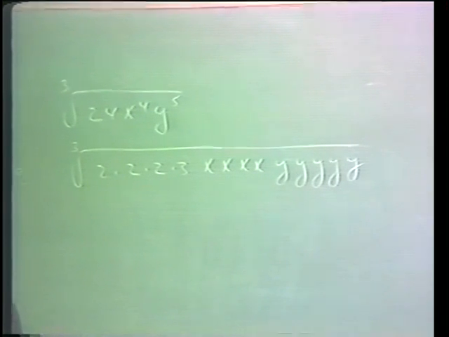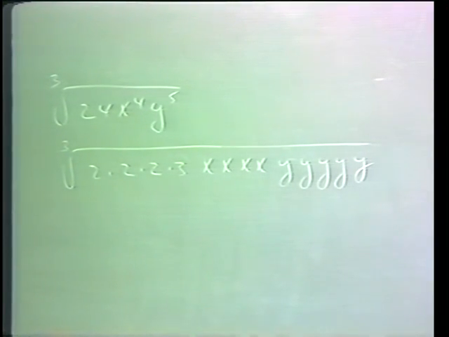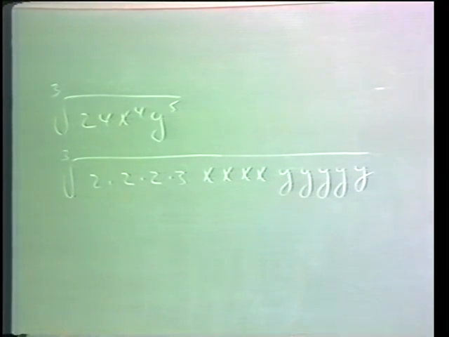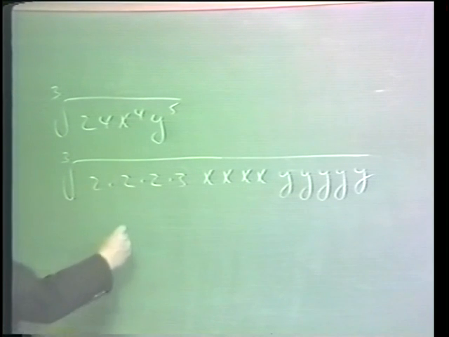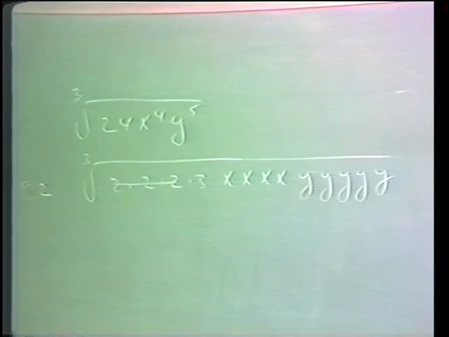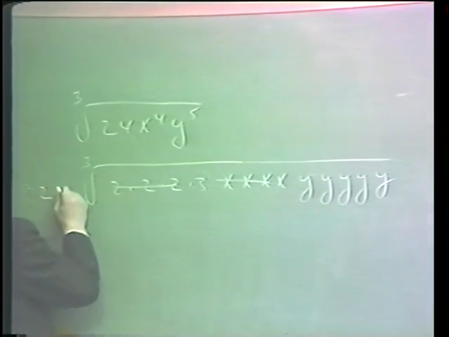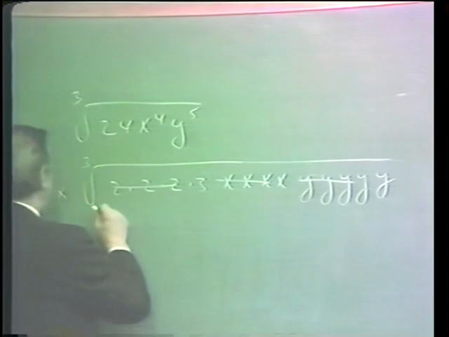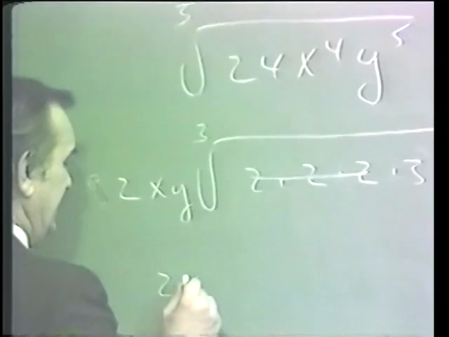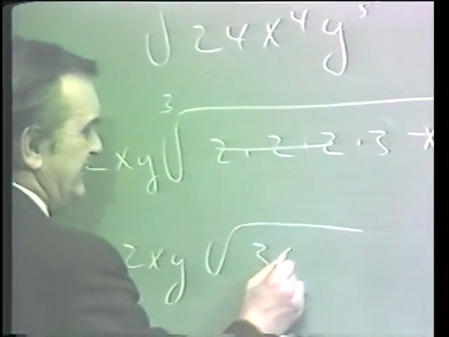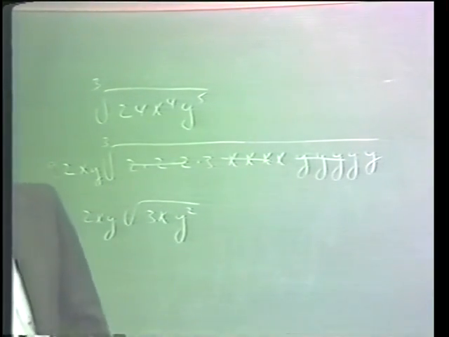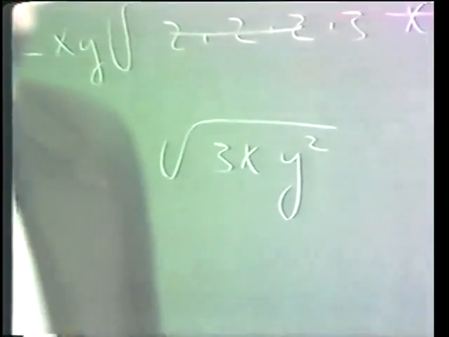We now take a look at the index. Tim, what's the index? 3. That says for every 3 identical factors, you can cross them out, bring one outside. So we can take out a 2. We can bring out an X. We can bring out a Y. That's all we can take out. So outside we have 2xy. Inside we have 3xy squared. And there is the most frequent mistake students make on the test.